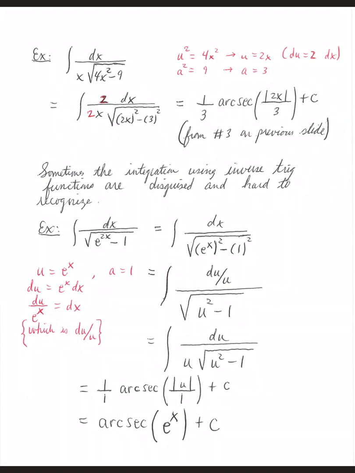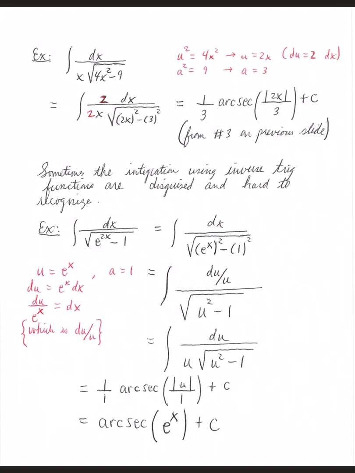E to the 2x can be written as e to the x, squared. 1 is still 1 squared. So that helps us identify u and a. U is e to the x, a is 1. Now the derivative of u is going to be e to the x dx.